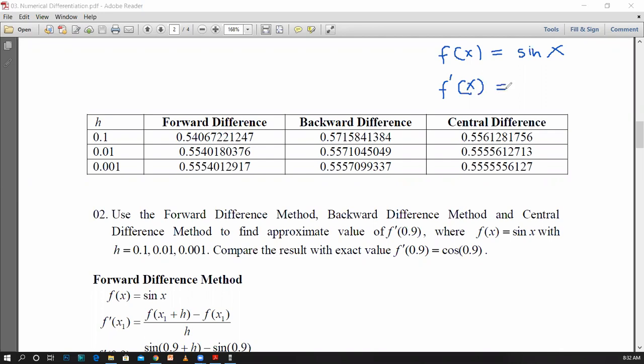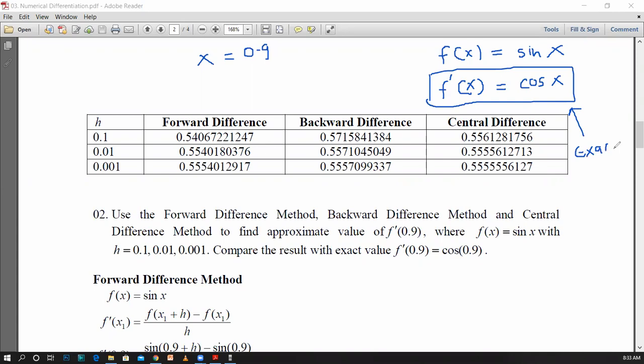Then if you take the derivative, the derivative of sine will be cosine, so the derivative of this function is cosine x. Therefore, if you substitute the value of x equals 0.9 here, this gives the exact value. It is because we have used the techniques of derivatives. Therefore, using this equation for x equals 0.9, we can get the exact value.